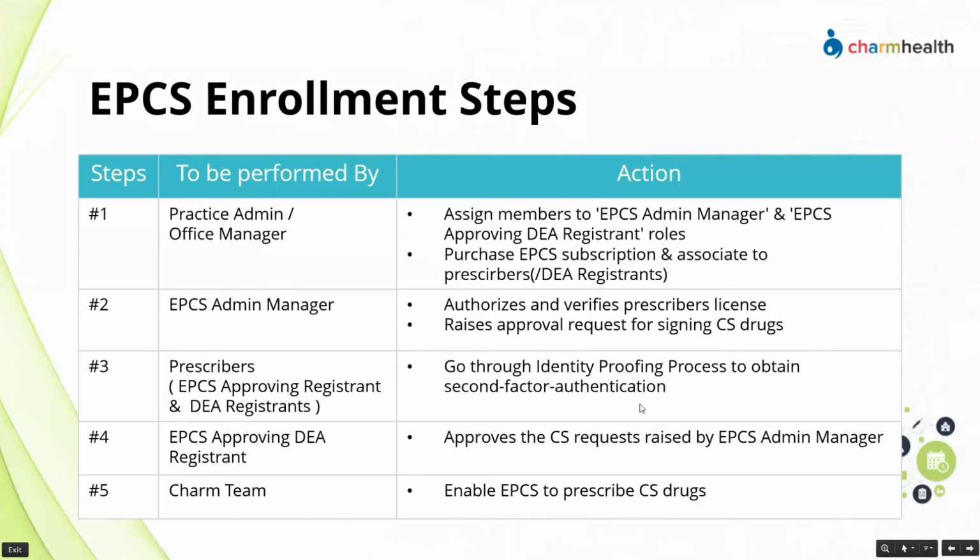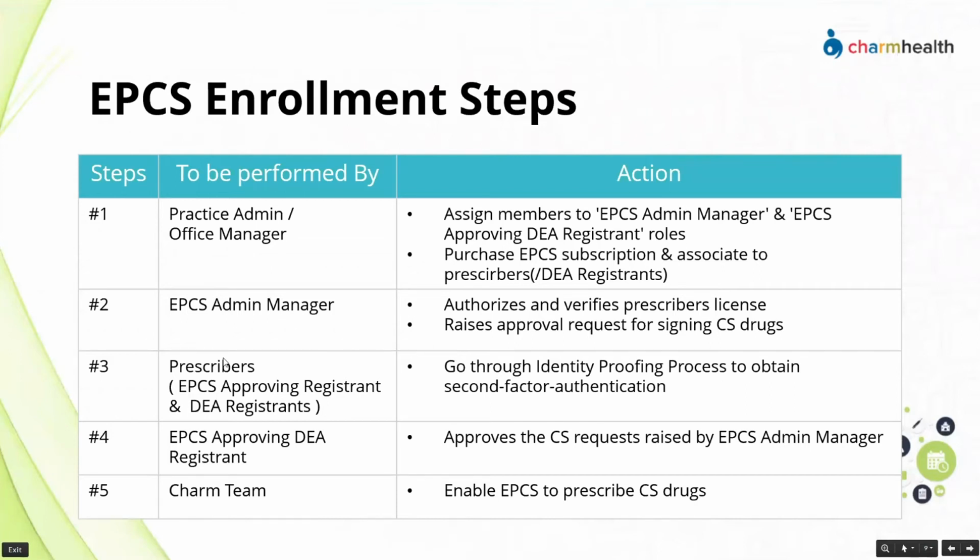So here we have the EPCS enrollment steps. Number 1 is done by the office manager. They're going to assign members for the EPCS admin manager and the approving DEA registrant from the EPCS manager page. This can also be done by the provider, but the office manager can purchase the EPCS subscription. Once that subscription is purchased, it can be associated to the prescriber. The EPCS admin manager authorizes and verifies the prescriber's licenses, and raises approval requests for the signing of controlled substances.